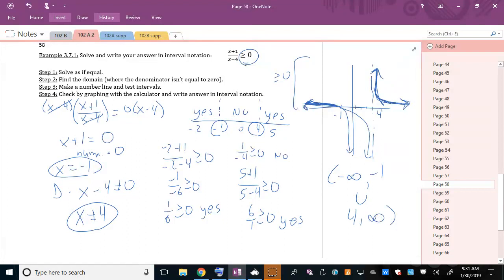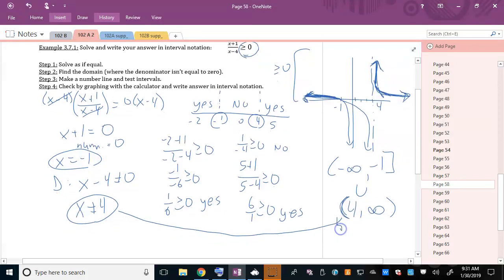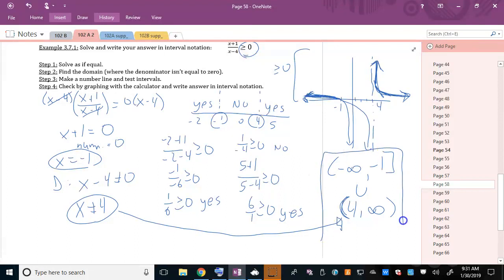Now my infinities and negative infinities take parentheses as usual. And I'm going to put a bracket at -1. But I put a parenthesis at +4. That's because that's where we had division by 0. We are not allowed to have division by 0. So if the number came from the denominator, in my answer, it must have a parenthesis. Again, we are not allowed to include that number.